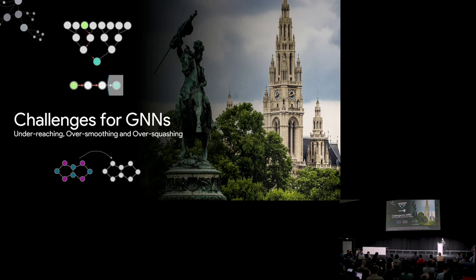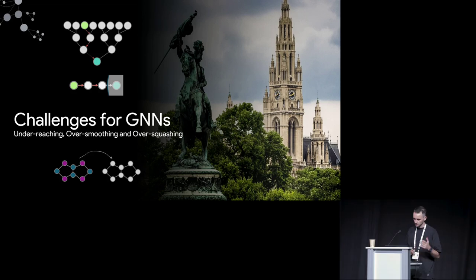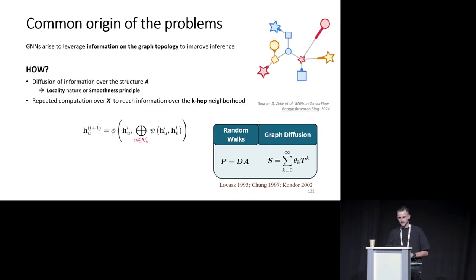Cool. So yeah, after looking at the expressivity and generalizability, we're going to talk a bit about some challenges and some problems that we find in GNNs due to the problems when you do diffusion on graphs. So the problems are called underreaching, oversmoothing, and oversquashing, just to give you a brief introduction.